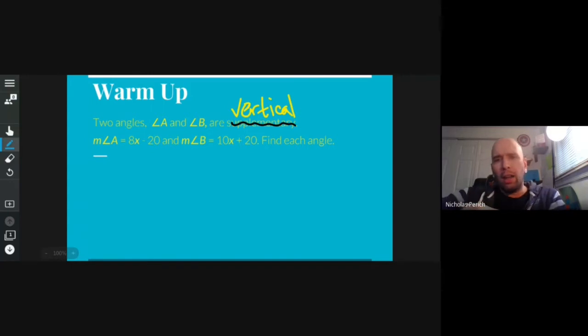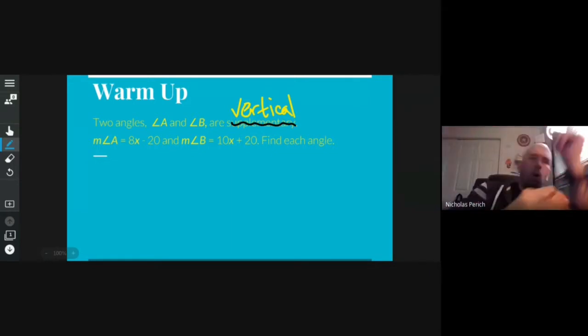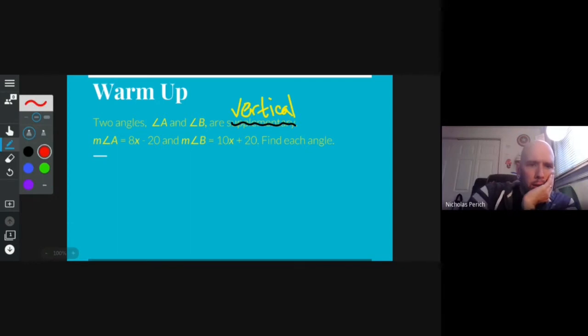I want you to find X. It says find each angle, but let's find X first. Set a timer for a minute. And once you have what X is, please paste it in the chat. Whoever gets it first wins. I already said they're equal to each other, so while you guys are doing that, I'll write out the equation.